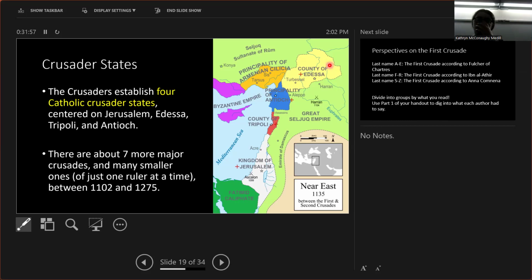Anyway, after the first crusade, there are about 7 more major crusades with multiple rulers going, with the Pope calling for them. And there are also many smaller crusades of just one ruler at a time between 1102 and 1275. So we're getting these waves of people coming over here looking largely for power and plunder. Any questions about this so far?